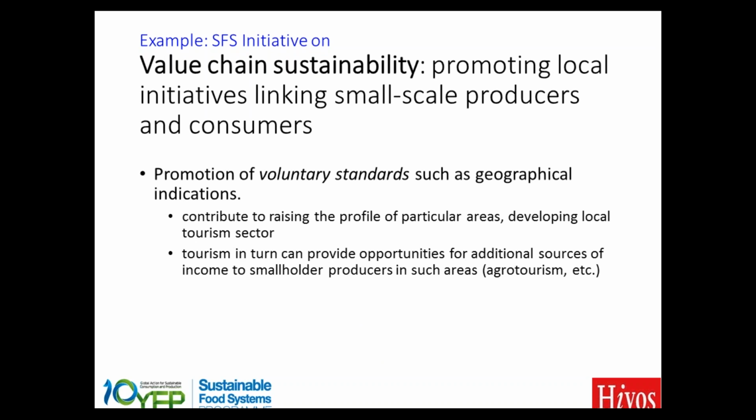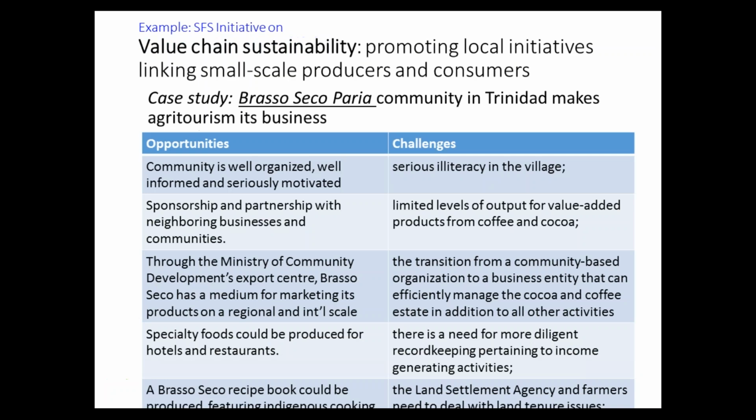So a more concrete example of an initiative that has taken off under the flag of the Sustainable Food Systems Program is a program on value chain sustainability, in which small-scale farming initiatives are being promoted, linking small-scale farmers, linking producers to consumers. I'll go to the next slide just to explain one case study that was done by the FAO on a community in Trinidad and Tobago, which is making agritourism its business.